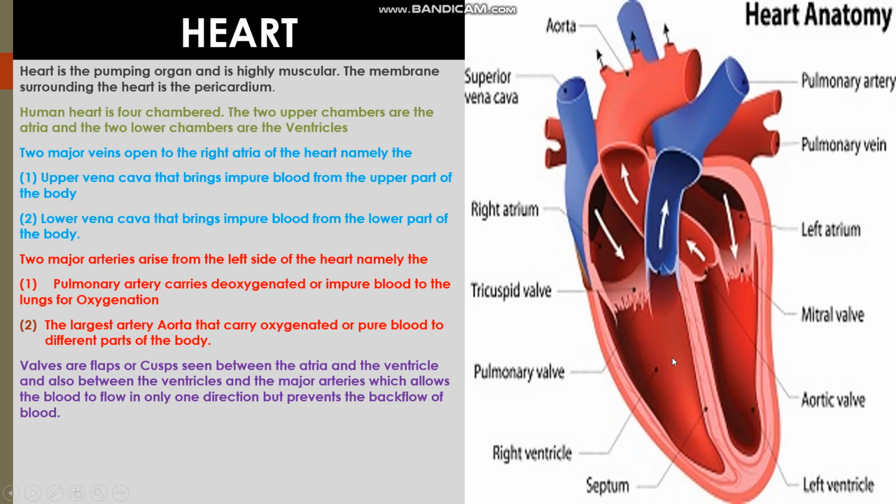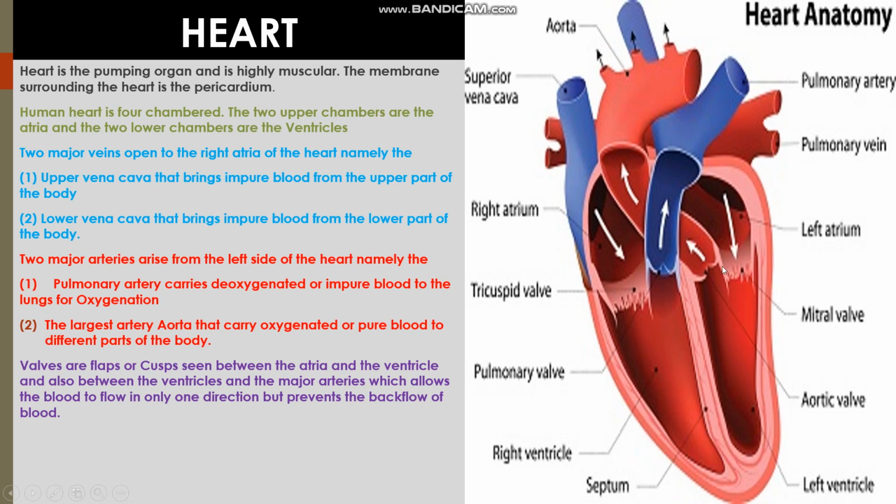The right side of the heart always carry deoxygenated blood and the left side of the heart always carry oxygenated blood. The right and left side of the heart are separated by a septum. Right atria receive blood from the vena cava. Left atria receive blood from the pulmonary veins. The right ventricle will pump blood into the pulmonary artery and the left ventricle will pump blood into the aorta.